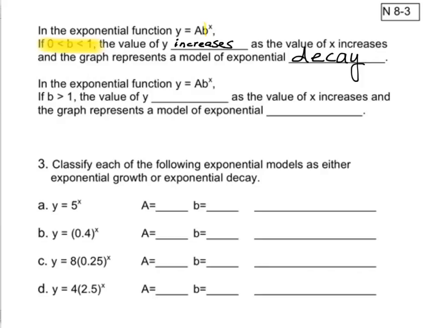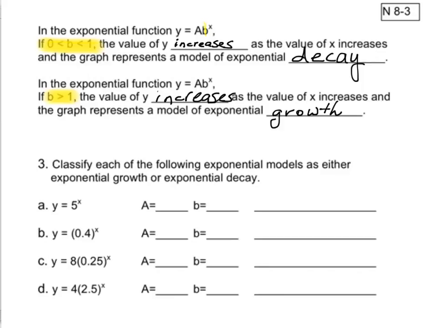And when the value of b is bigger than 1, a number greater than 1, then as x increases, remember, in this case, y was going up. So as x increases, y also increases. So this is an example of exponential growth.